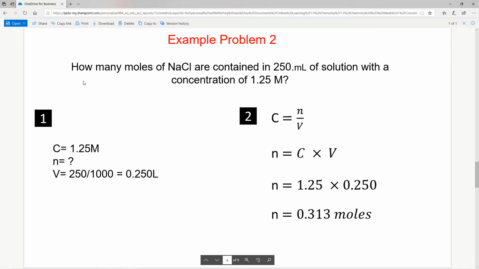So the next example: how many moles of sodium chloride are contained in 250 mils of solution with a concentration of 1.25 molar? So this one, we're trying to find number of moles, which is n, and we have both of the other variables for the concentration equation. So it is fairly easy. All we need to do is write down our other variables. Again, putting our volume into liters, it is a good practice to get behind. So 0.25 liters. And then just input it into the equation. So 1.25 multiplied by 0.25 gives us the number of moles, which is 0.313.